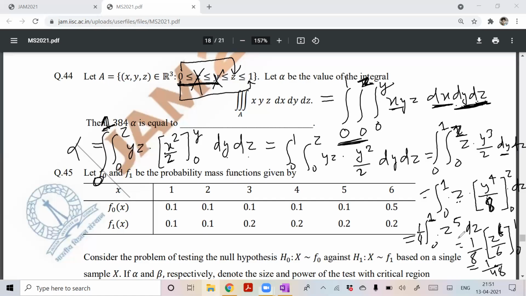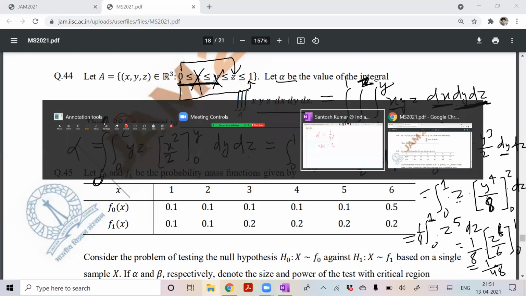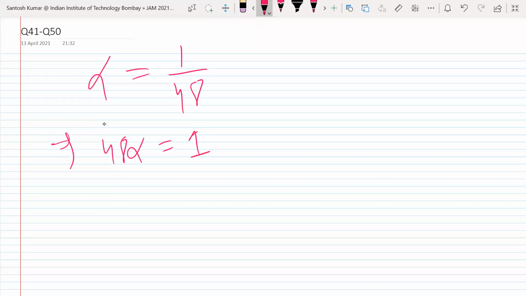But what they asked us is the value of alpha, which was this integral. I was solving this integral, and at last I get 1 by 48. So they asked what is the value of 384 alpha. What is 384 alpha? So 48, okay, what will we multiply into 48 to get 384?